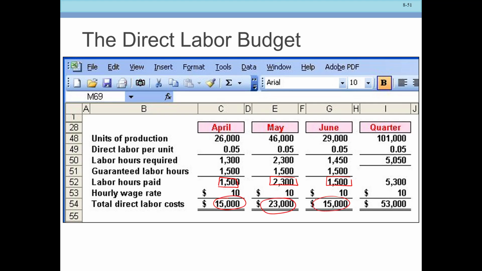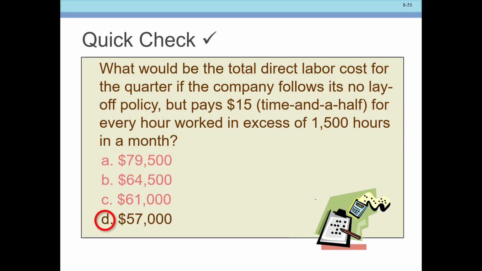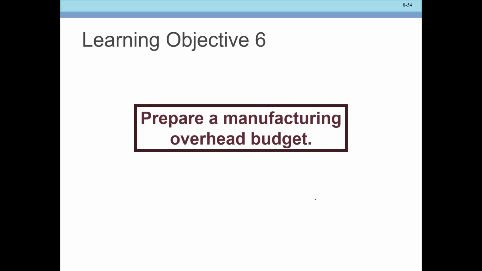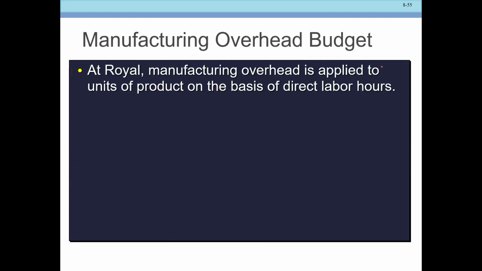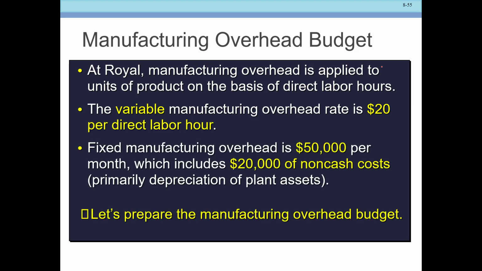What is the remaining? What is remaining is the manufacturing overhead. Because again, we said if we are going to produce a product, 3 main costs must be budgeted: direct material, direct labor, and manufacturing overhead. Okay, we did the direct material, we did the direct labor, let's go for the manufacturing overhead. At Royal, manufacturing overhead is applied to units of product on the basis of direct labor hour.